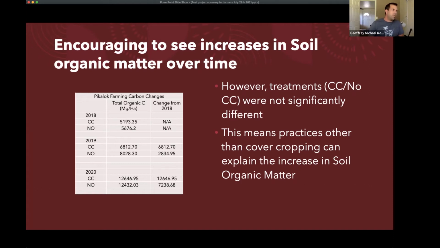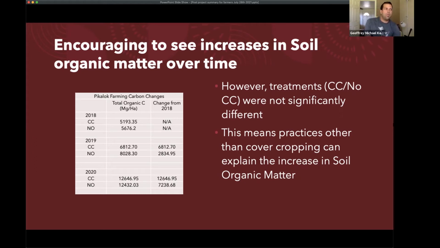This is in metric tons per hectare, so I scaled it up to the field level, and we see a pretty significant increase in both treatments across all 3 fields. So a little bit of a change from 2018 to 2019, and then it increased a little bit more, a change from 2019 to 2020.